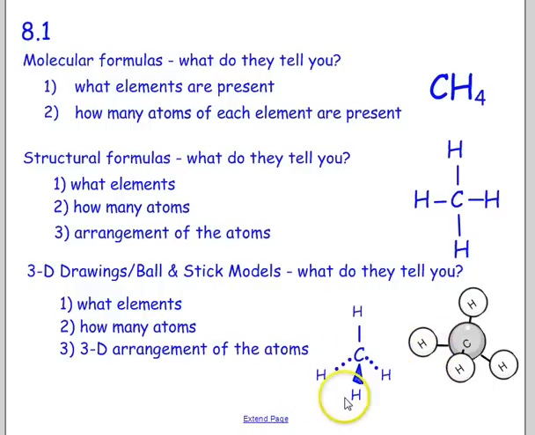This is a 3-dimensional drawing that is meant to show you that this hydrogen is coming out in space towards you. This hydrogen is going away in space, away from you, and as is this one. And this straight line going up shows you that the hydrogen is going straight up from the center carbon.